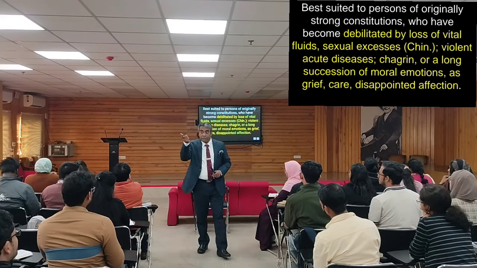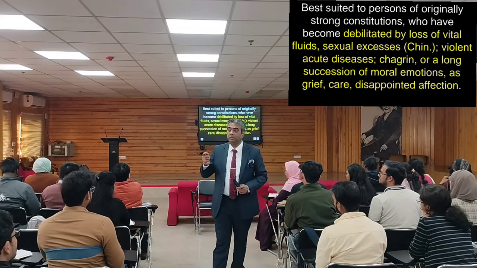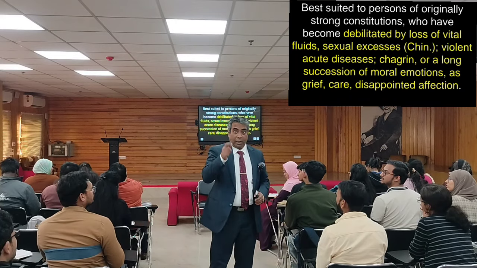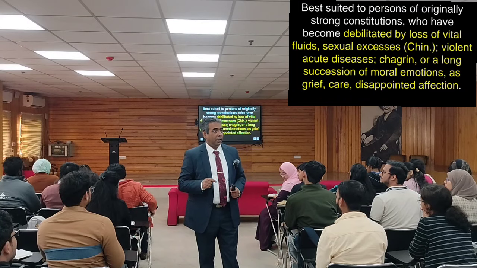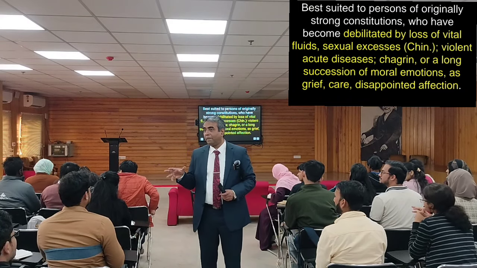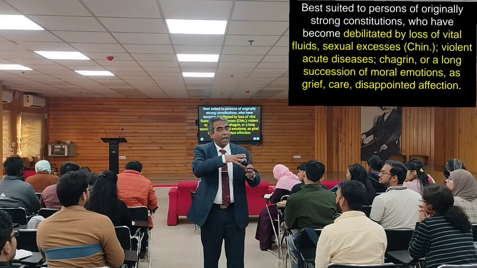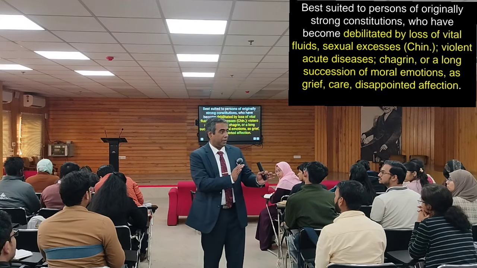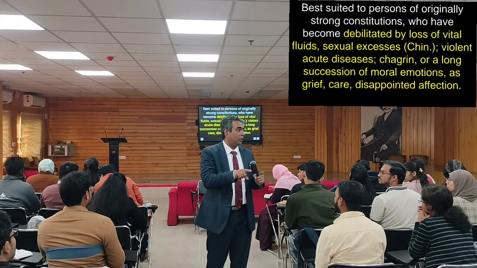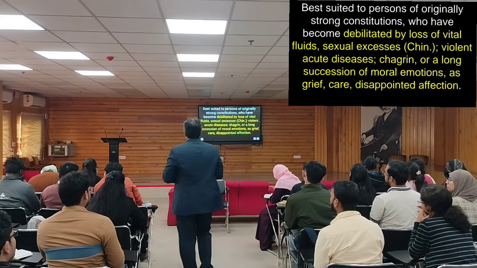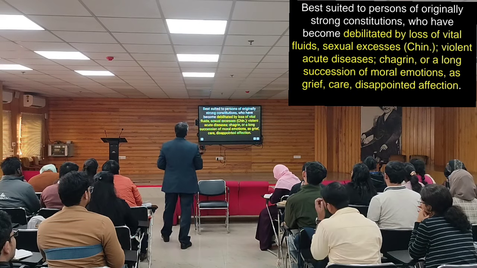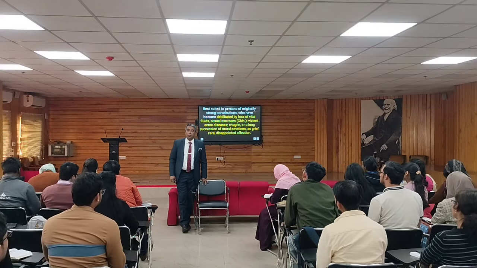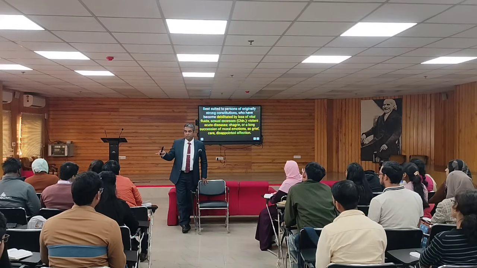When you say violent acute disease is a cause, what should first come in your mind? Acid phos is there. Another medicine that should come in your mind. Psorinum. Carbo veg. Acute disease. Sulphur. Acute disease, and which has lasted, left the person in a particular way, that decides the medicine. The cause and the effect that it has produced will decide the medicine. Chagrin. Long succession of moral emotion. Grief, care, disappointed affection. One after another.